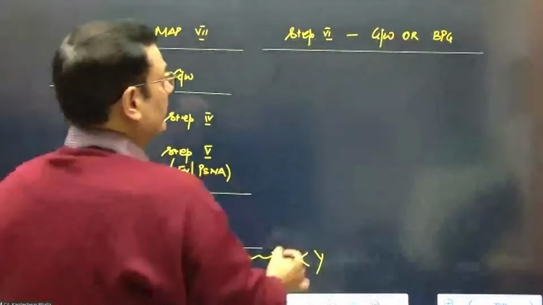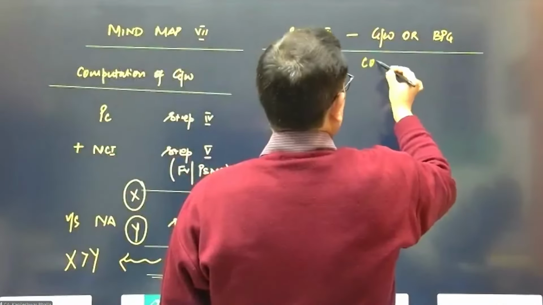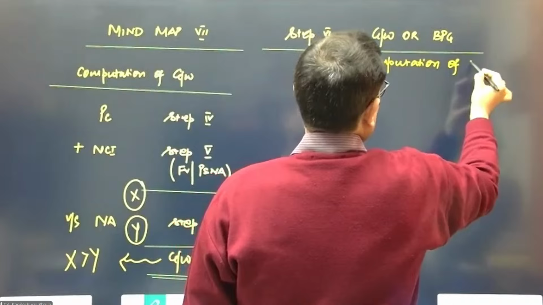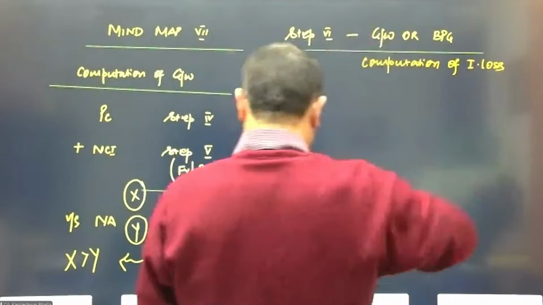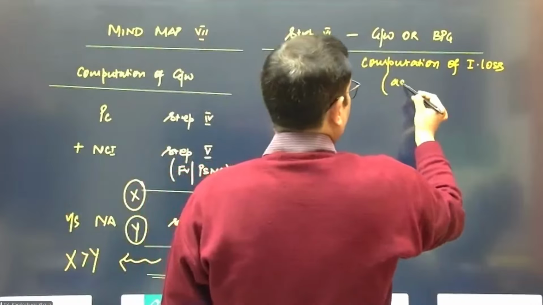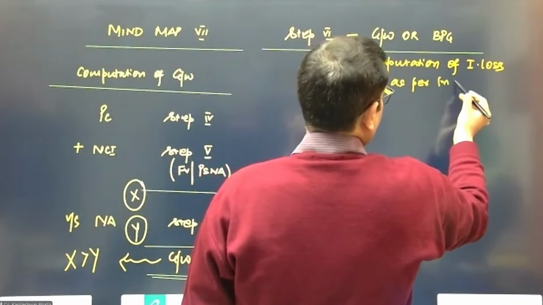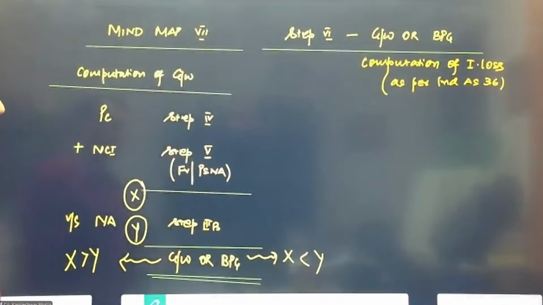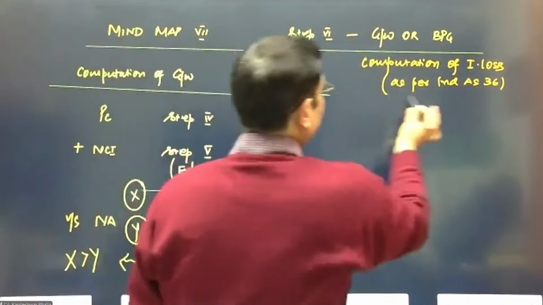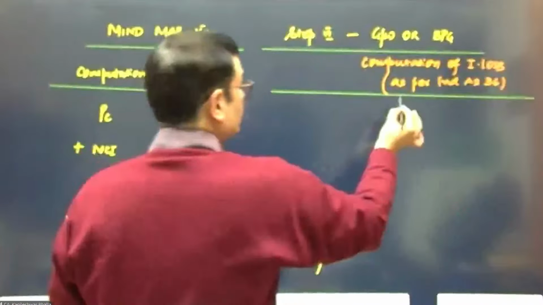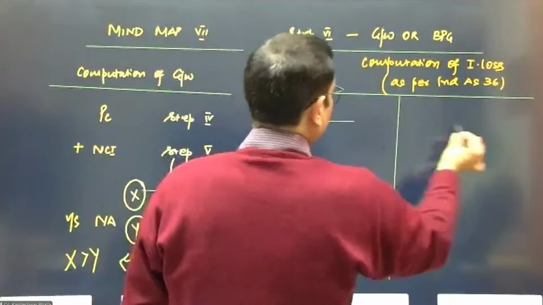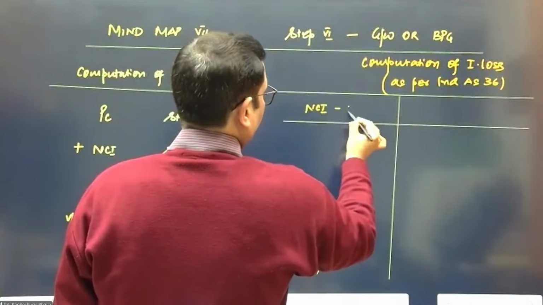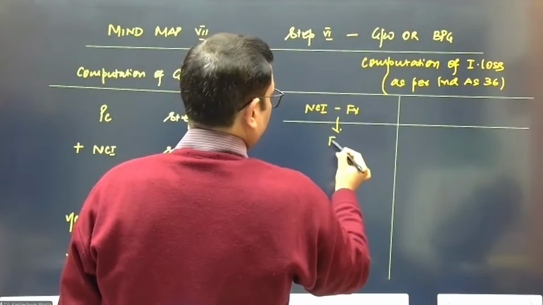Now we are looking at the computation of impairment loss. And this is as per Index 36. So here the focus is now on the computation of impairment loss by virtue of Index 36. Now let's connect the dots. So it depends: if the NCI is at fair value, you're getting a full goodwill.